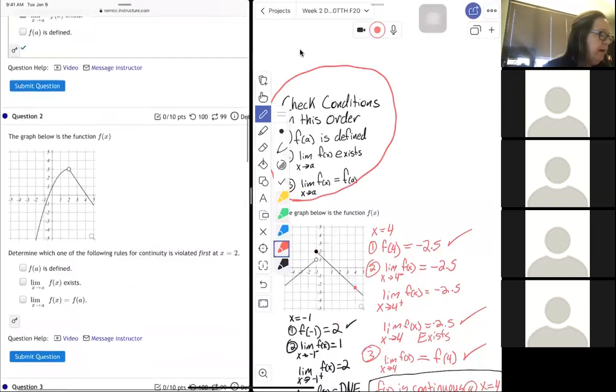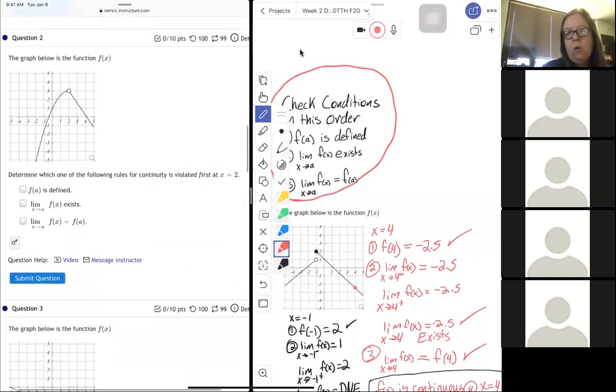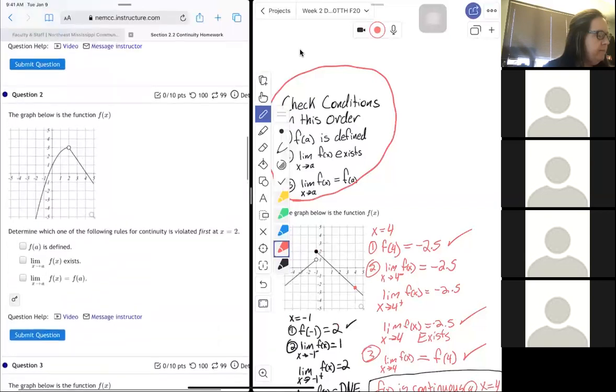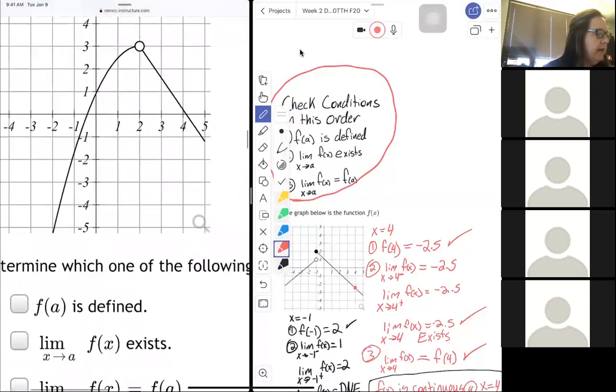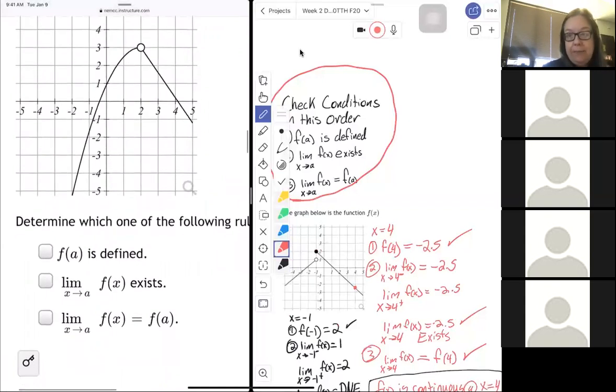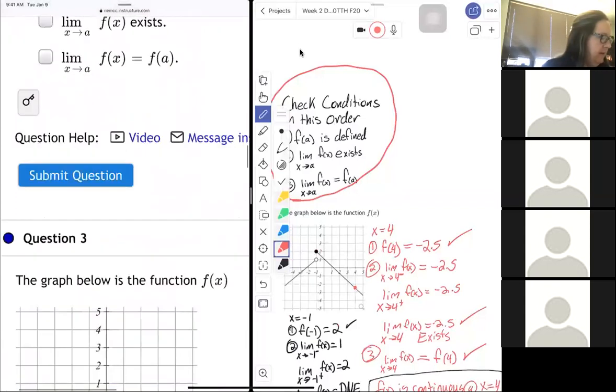Now you've got a few more like that. You've got one here where there's a hole, discontinuity. So if you'll notice on that one, you can probably tell by looking at it which one is violated on that one. But again, use the order I've given you. Now mine are in the correct order there. Yours may not be, okay, but mine are.